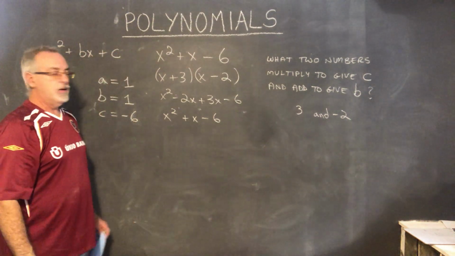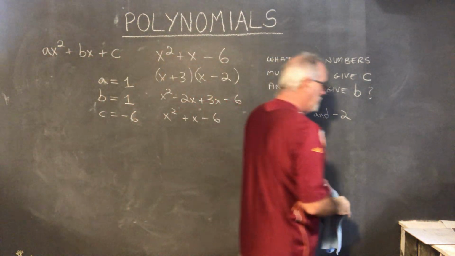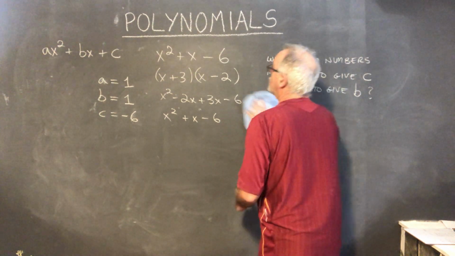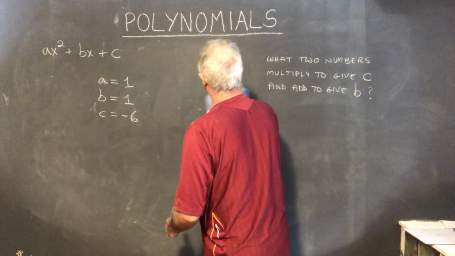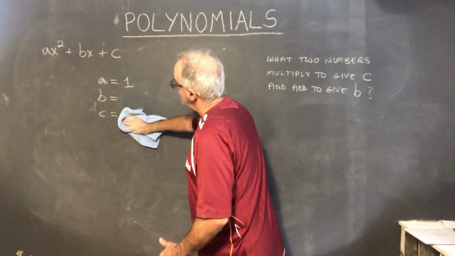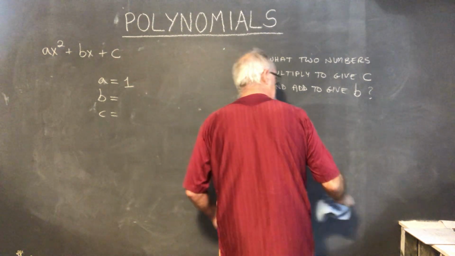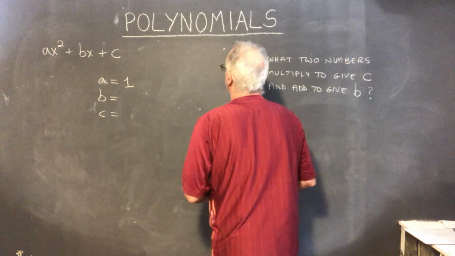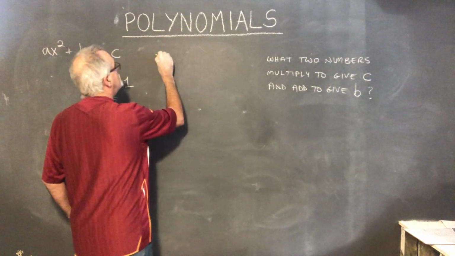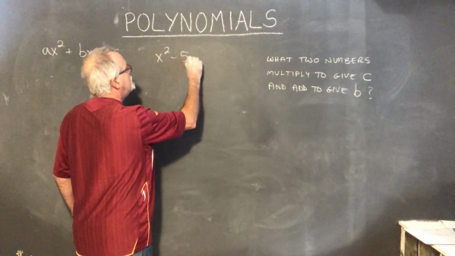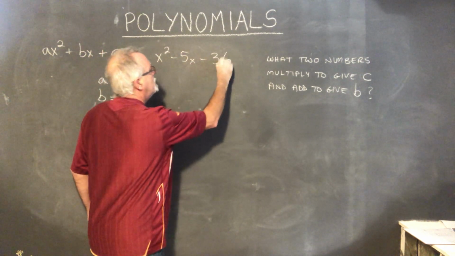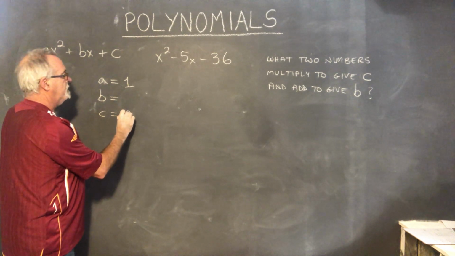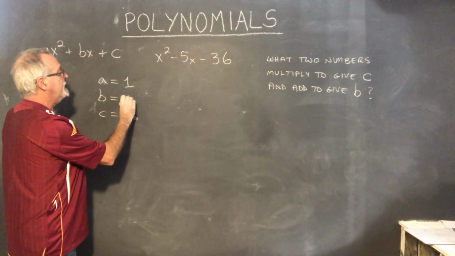Yup, worked. Okay. Now we'll do a few more, and we'll do them a bit more quickly. So I'm erasing all of this, but I'm keeping the a equals 1 because all of my examples have a equals 1. X squared minus 5x minus 36. What two numbers multiply to give -36 and add to give -5?